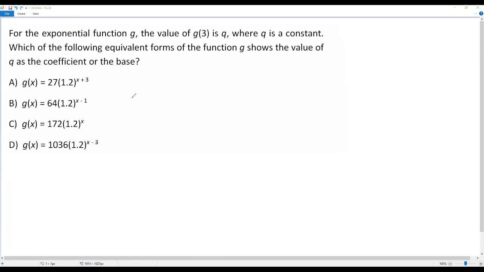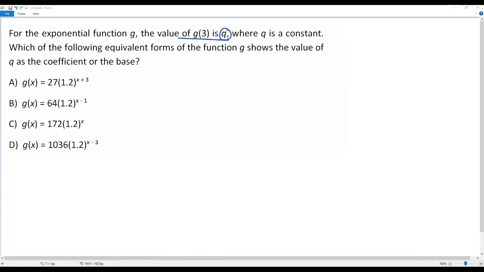Here we have a SAT math problem. Okay, let's go to the question. For the exponential function g, the value of g of 3 is q, where q is a constant. Which of the following equivalent forms of the function g shows the value of q as a coefficient or the base?